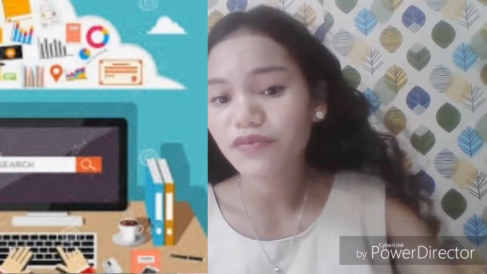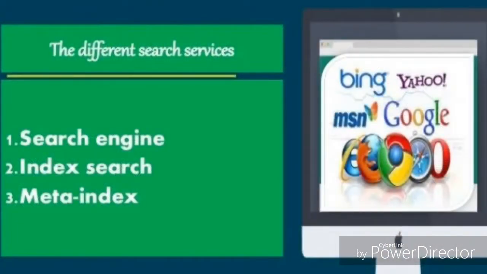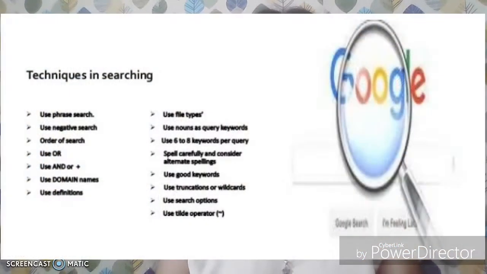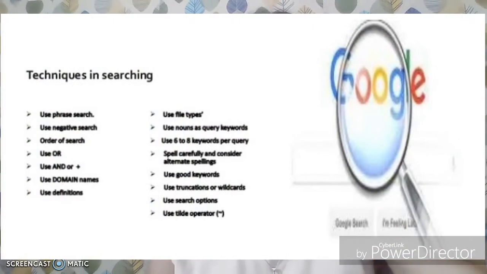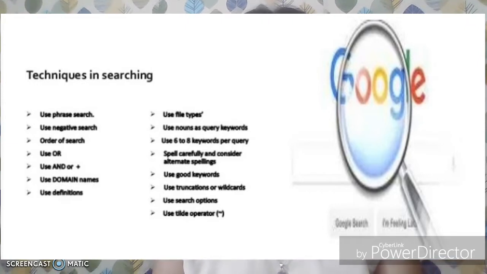So in the query, when doing a search, we use different kinds of services such as search engine, index search engine, and meta index. And there are types of techniques in searching. Firstly is the use of phrase search, use negative search, use OR, use order of search, and so on.